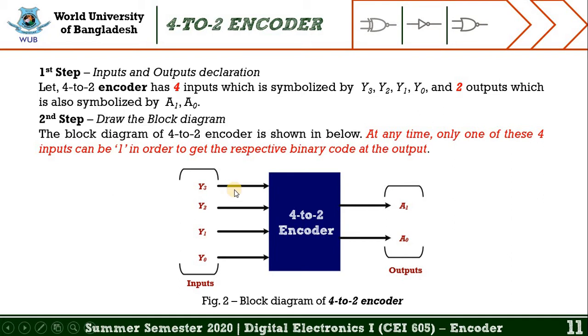And figure 2 represents the block diagram of 4 to 2 encoder, which has 4 inputs, which we have already known from the above paragraph, and also this encoder has 2 outputs, which is also known from the above paragraph. So let's move into the next slide.